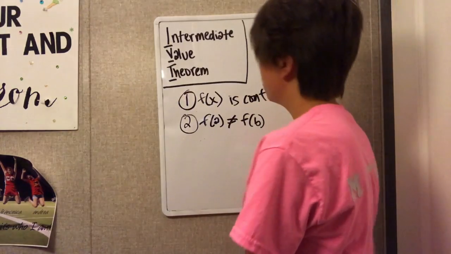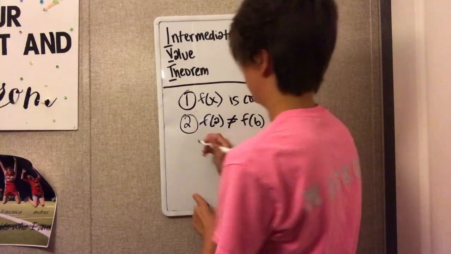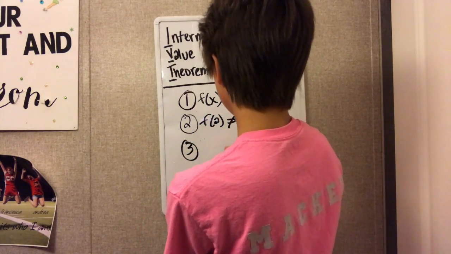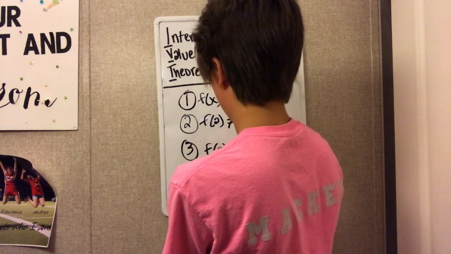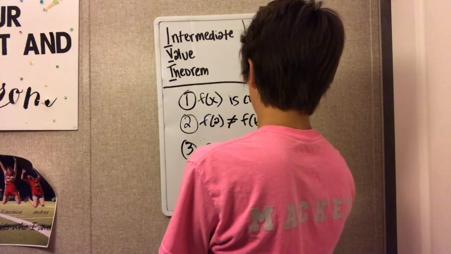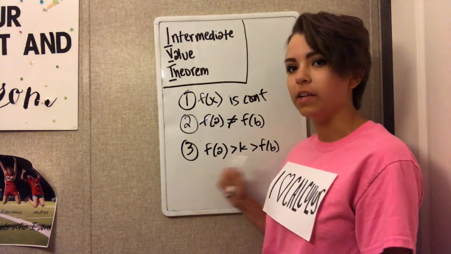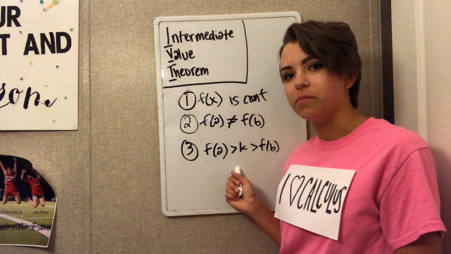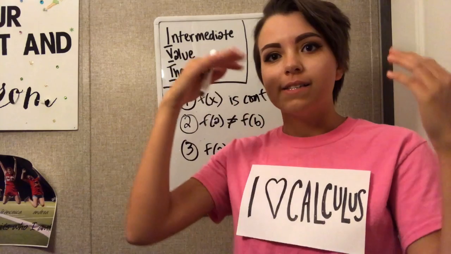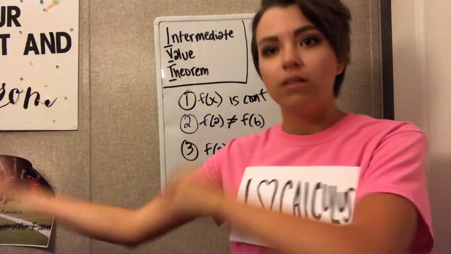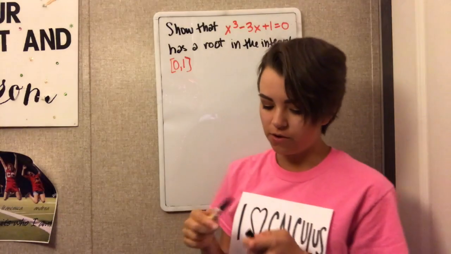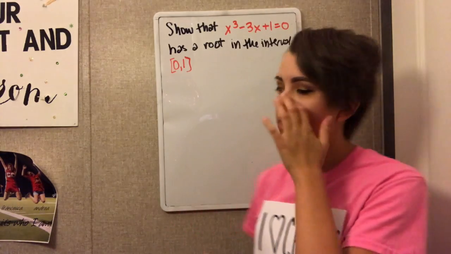So then rule number 3 says that f of a is greater than k is greater than f of b. Or this could be b and this could be a, but k always has to be in between the two. Duh. So 10 is less than 25 is less than 60. So IVT.